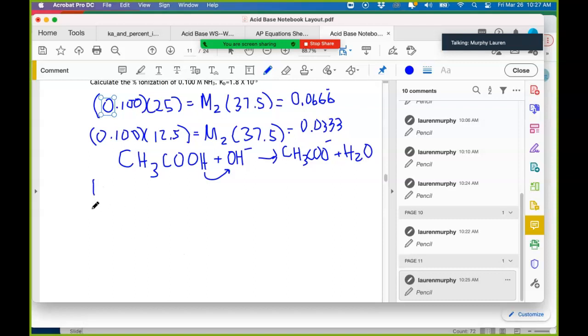So again, set up your ICE chart. And we're not setting it up because it goes to equilibrium. We're setting it up because it's a nice way to organize limiting reactant problems as well as equilibrium problems. How do I know it's a limiting reactant problem? Well, because I gave you amounts of both reactants.